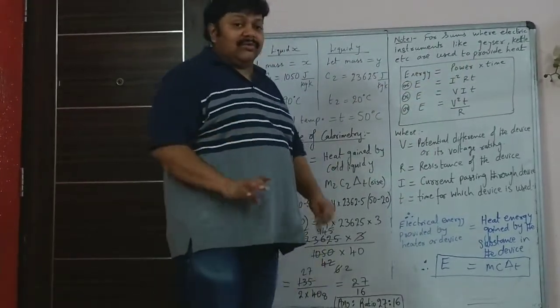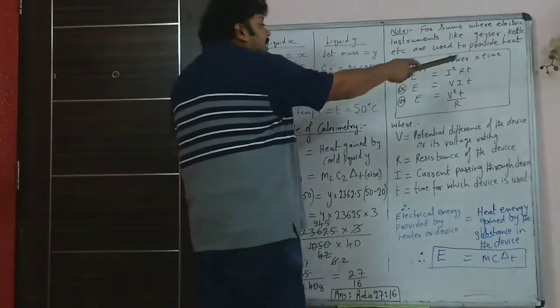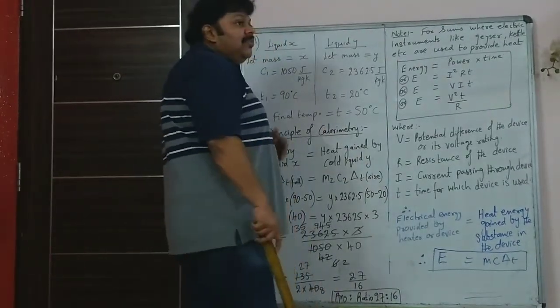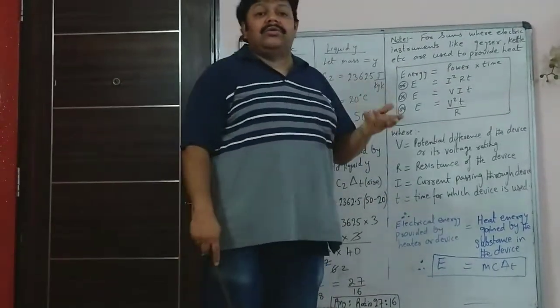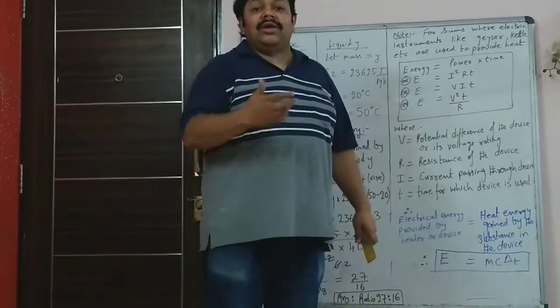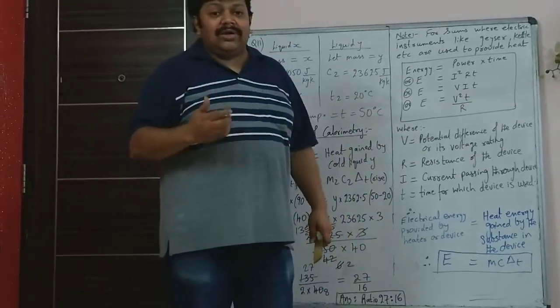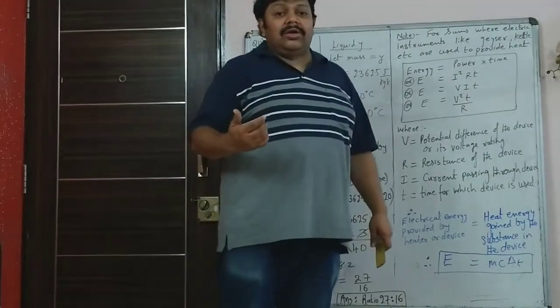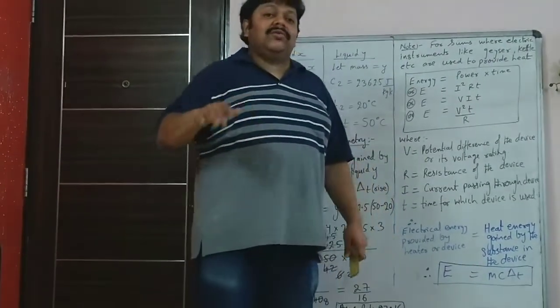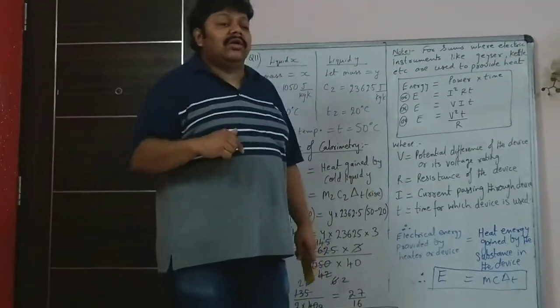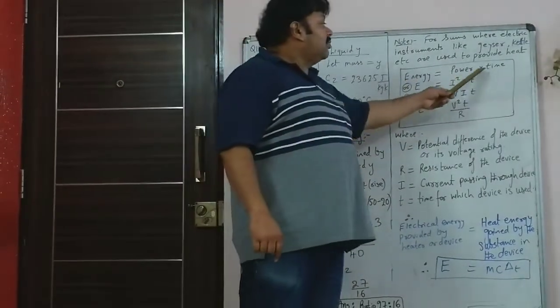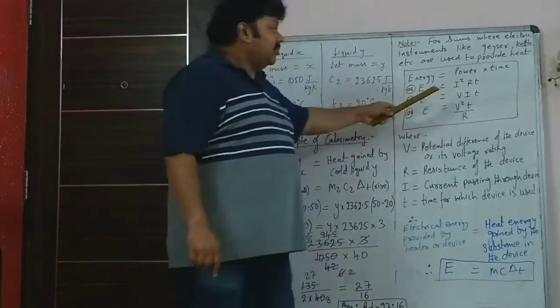That is one basic formula. Energy is power into time. So the power of the appliance will be given in watt. Maybe the power of your kettle you use in your house may be 500 watt or 800 watt. The more powerful it is, the faster the water inside will get heated. So energy is power into time, that is one formula.